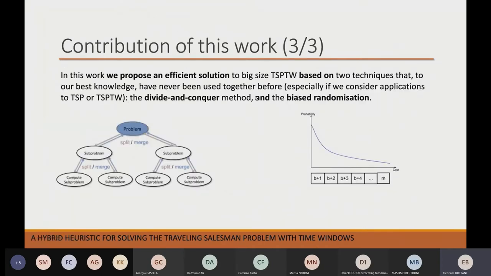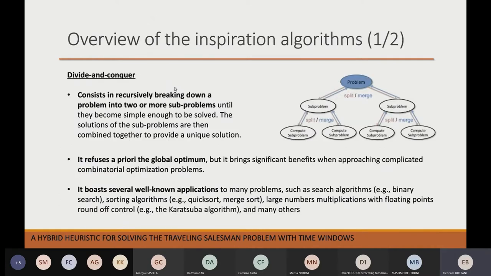We were inspired by two well-known procedures, divide and conquer and biased randomization. Divide and conquer consists in recursively breaking down the starting problem into subproblems until they are easy enough to be solved directly. Of course, this procedure gives up the global optimum a priori, but it can have very good benefits and it has many applications like binary sort or quick sort, very famous and well-known algorithms.